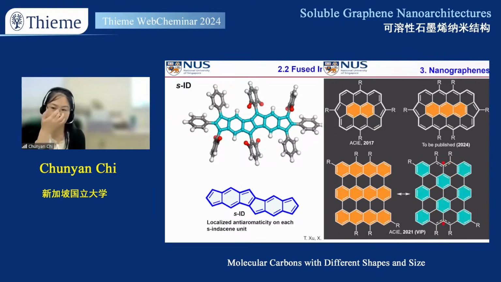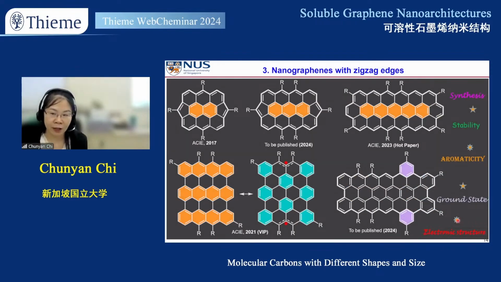Then the next part is about nanographene with a zigzag edge. The typical nanographene with a zigzag edge contains several rows of acene moieties which are peri-fused together. These types of structures have a large diradical character, so they are highly reactive. So we must stabilize them by attaching bulky groups and electron withdrawing groups. We can also fuse benzene rings on the bay position of periacenes to make new pi structures, and they also have improved stability.